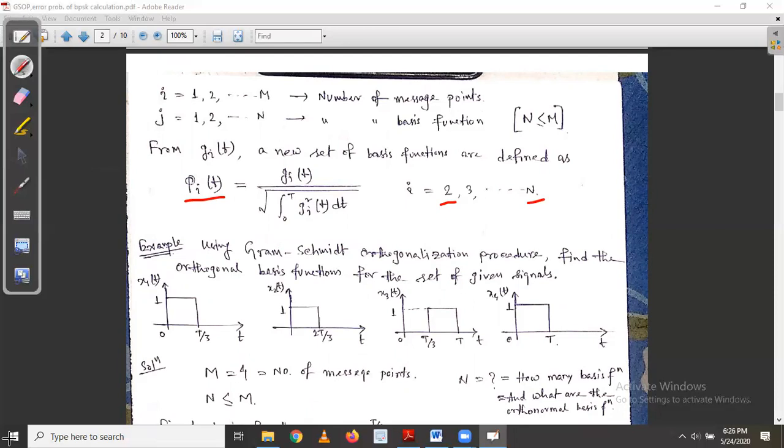This is the simple step: how you are calculating basis functions, and how many basis functions will be there for m number of message signals.